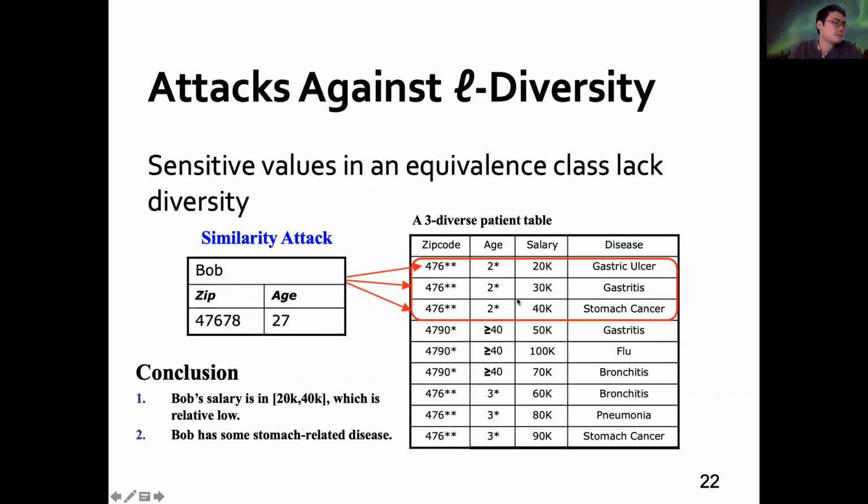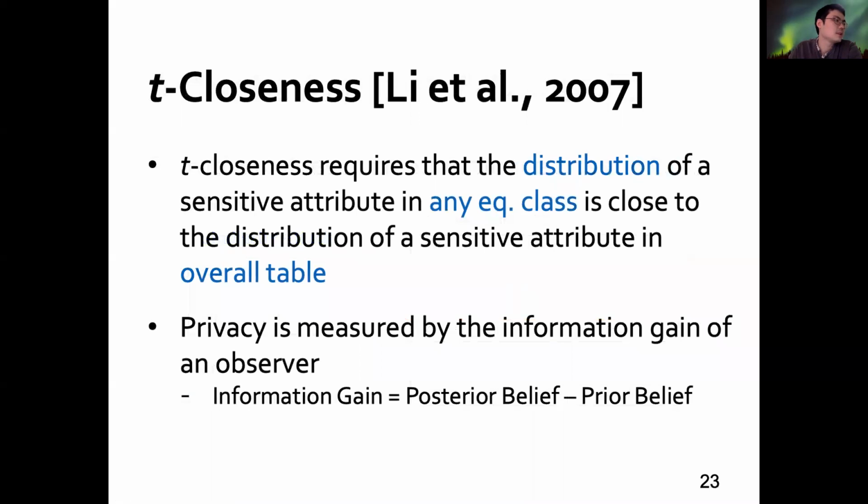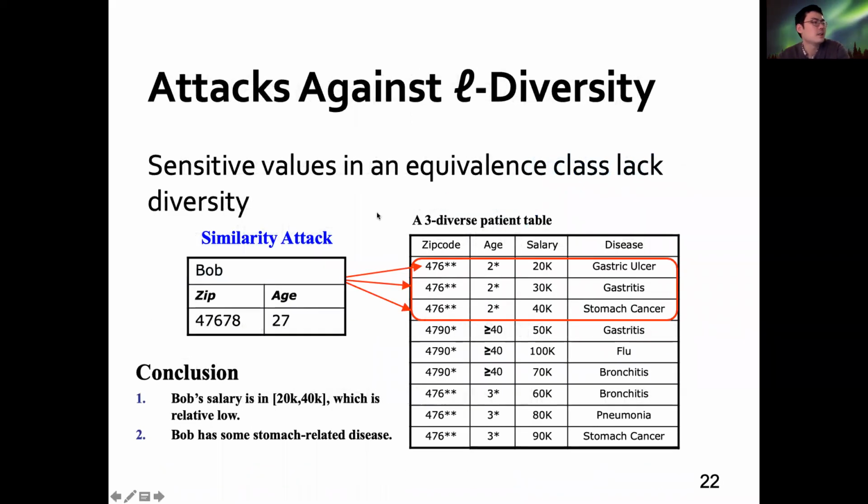Okay, let's finish this slide. In that case, what kind of attacks can be done over the L diversity? Is this still dangerous? For example, here we have 3 diversity, we have 3 different values. Is this safe now? Actually, there's still some problem.